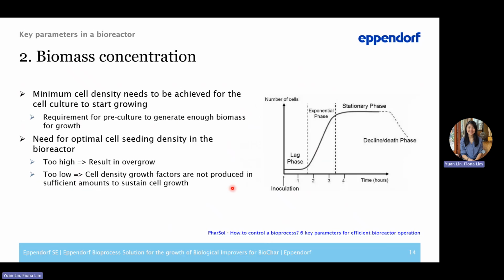The second key parameter that we are looking at would be the biomass concentration. So in a bioreactor, there is a minimum cell density that we want to achieve just to start the cultures growing within the bioreactor. Believe it or not, there's a requirement for pre-culture to generate enough biomass for growth as well. So you will need to initially grow them in flasks before you introduce them into a bioreactor.